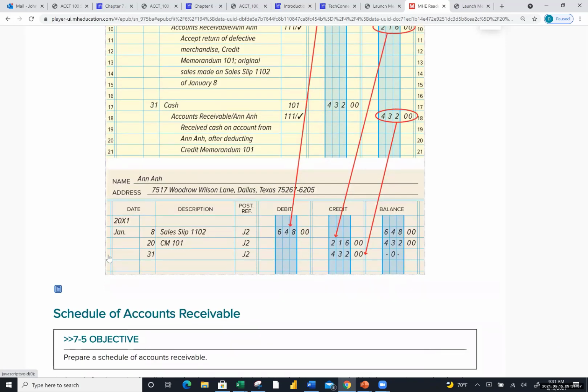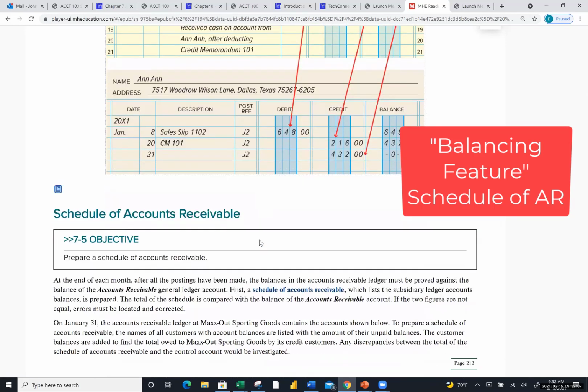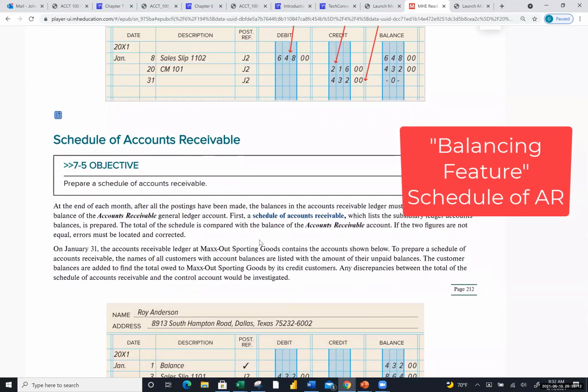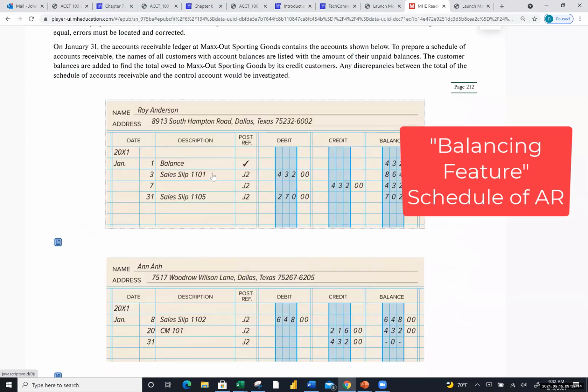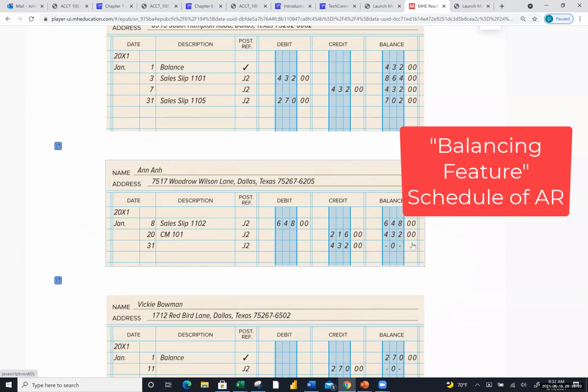Okay, then the last thing I want to show you is what happens at the end of the month. Remember, every customer has one of these subsidiary accounts set up. So then what happens at the end of the month, usually on the last day, but it could be anytime they want to do it, they take the balance in every account. So here, Roy Anderson, if you go to the bottom here, he owes us $702. And Ann, she doesn't owe us anything. She's paid off her balance.